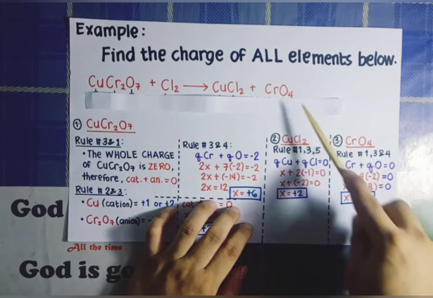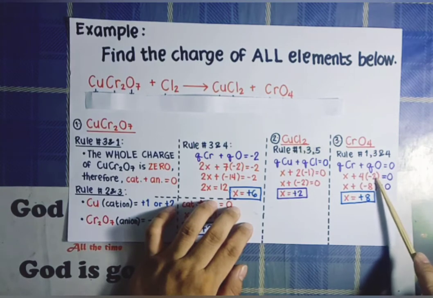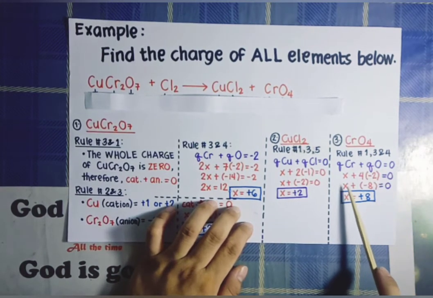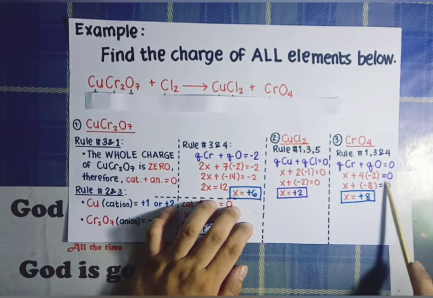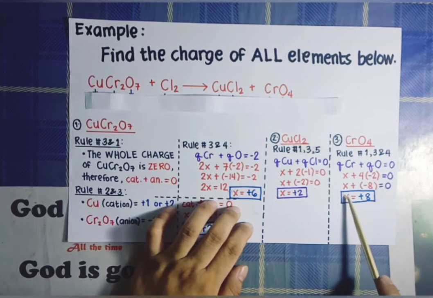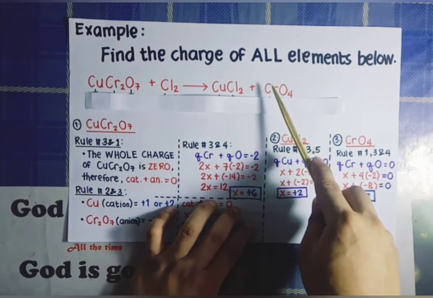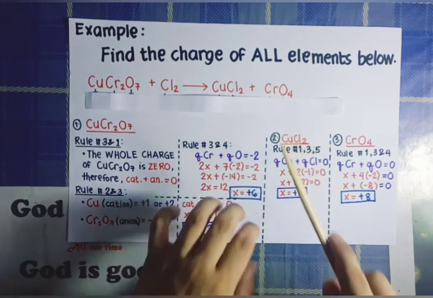Now, how many oxygen do we see here? Obviously, we have here 4 oxygen. That's why we have here 4 times -2 is equal to 0. Now, by simplifying this equation, we will have here X plus -8, 4 times -2 is -8, is equal to 0. And by transposition, we will have here X is equal to +8. Now, this X here is the chromium, and therefore the charge of chromium here is +8.